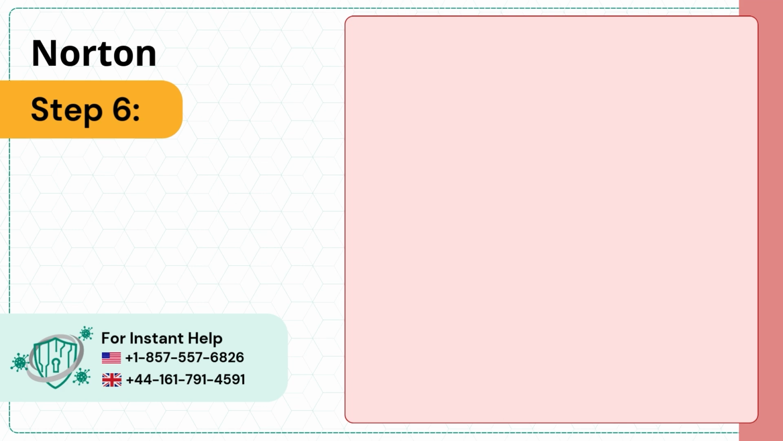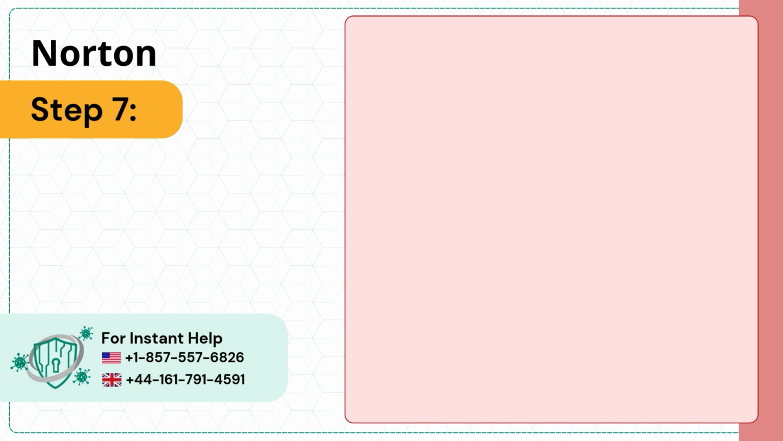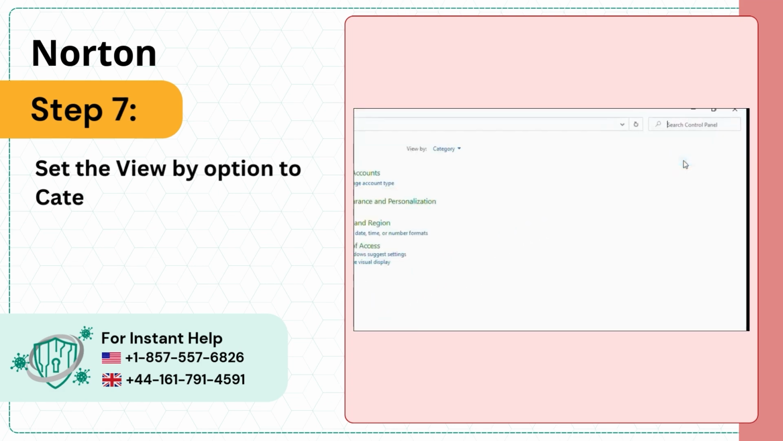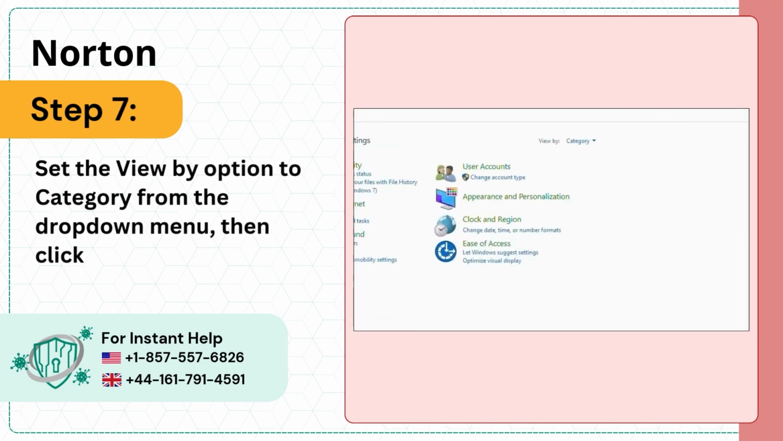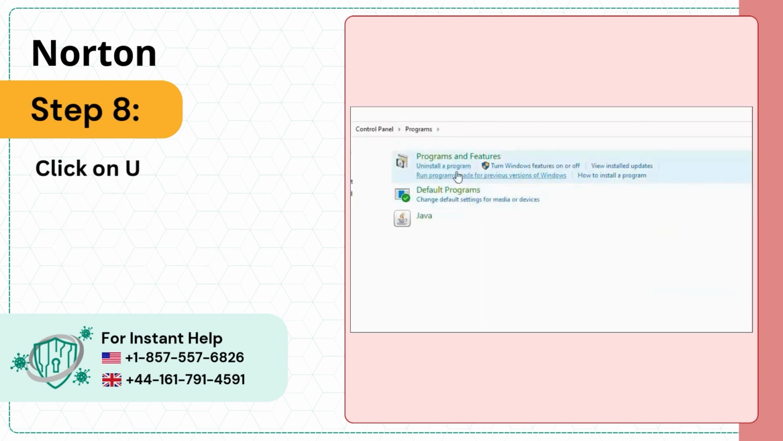Step 6. In the search bar, type the control panel and open it. Step 7. Set the View by option to Category from the drop-down menu, then click on Programs. Step 8. Click on Uninstall a program.